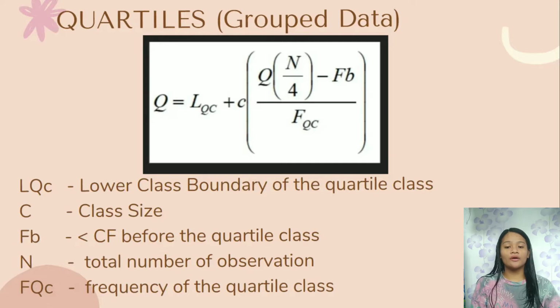lower class boundary of the quartile class, C is the class size, F sub B is the less than cumulative frequency before the quartile class, N is the total number of observations, and F sub QC is the frequency of the quartile class.